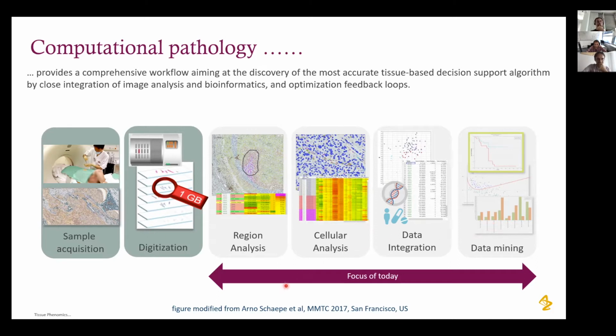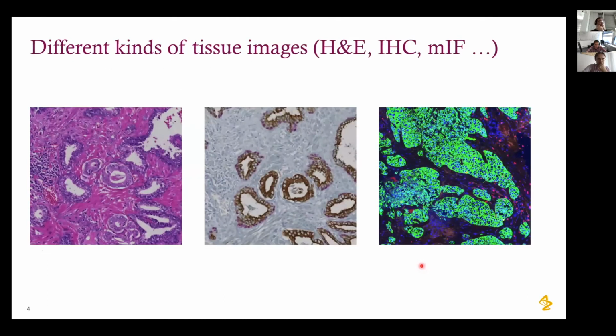So in AstraZeneca, we focus mostly on this part, at least our group, and we do not focus on the sample acquisition and digitization. This happens in the labs. And most of the work we talk about today is focused on these parts. As you might already imagine, all of our work is on images. So I would just introduce a little bit of the different types of images we get.